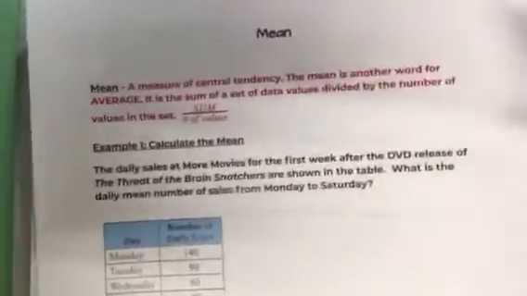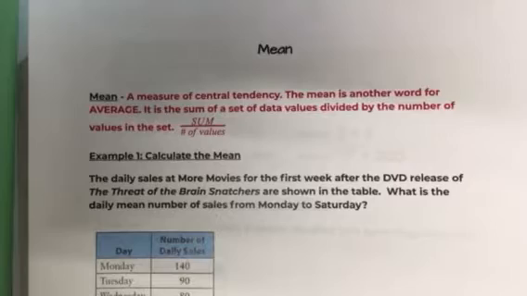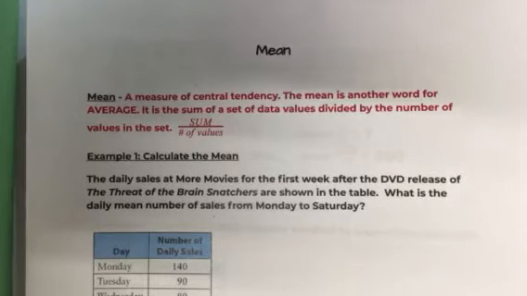So this is day 2. It's looking at the mean. So the mean is also a measure of central tendency. It's another word for the average. So calculating the average of all the data set. You do this by finding the sum of the data values, and then you divide it by the number of values in the set. So that might seem confusing at first, but it makes a lot more sense when we actually try it out.